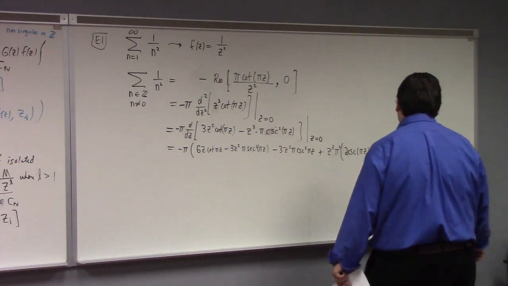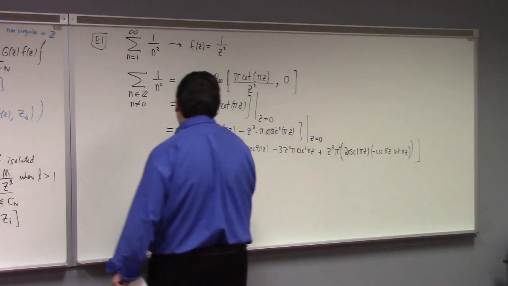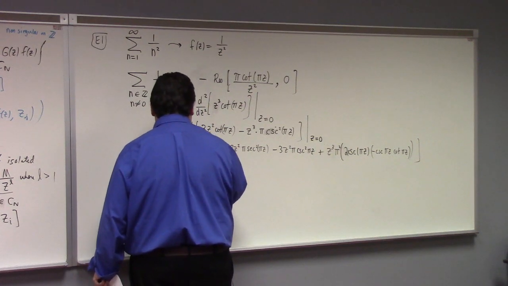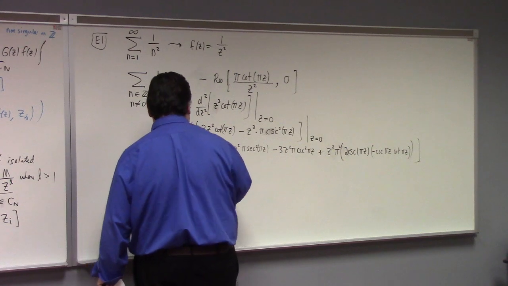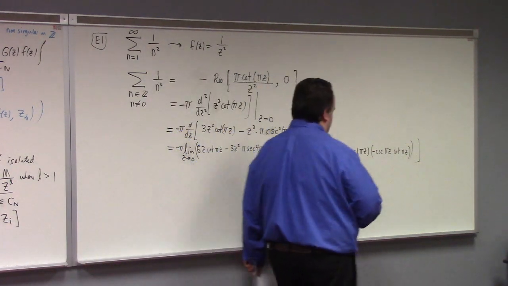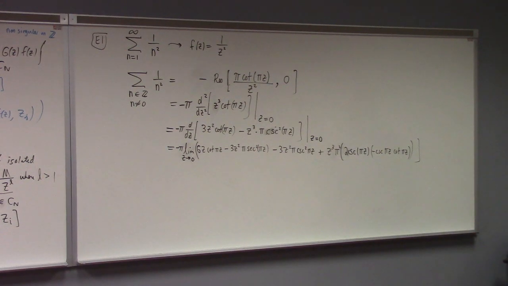I'm supposed to take the limit. Technically, this is all limit as z goes to 0, right? And I think that might actually be necessary. I don't know. I regret my choices.